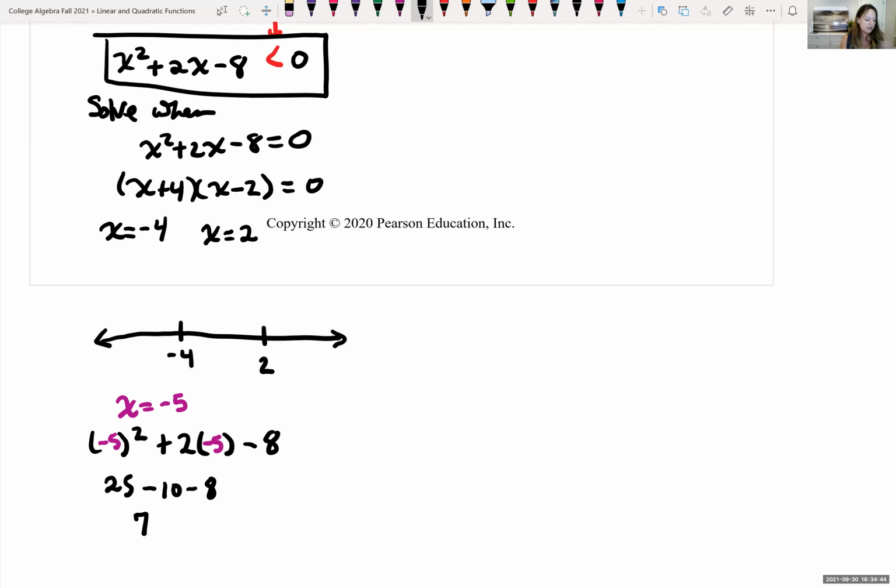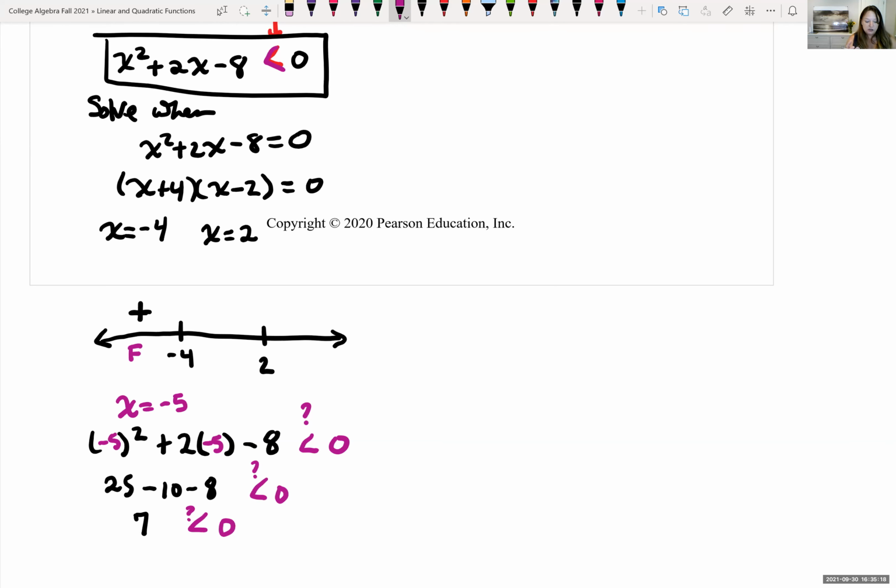So all our x values to the left of -4 give us back a positive number. To me, I would have carried down that less than 0 up here, and I would put a question mark. Is 7 less than 0? And to me, this would be a false statement. I'm not going to include that in my solution set.